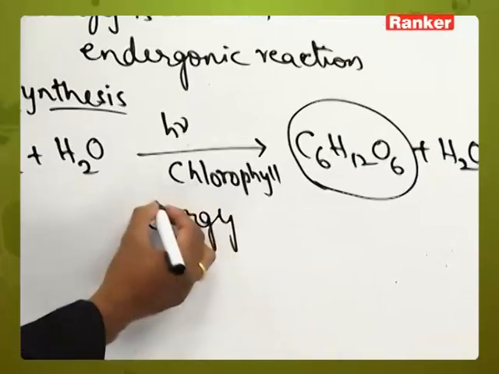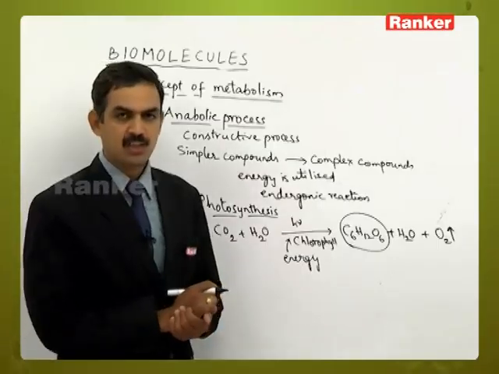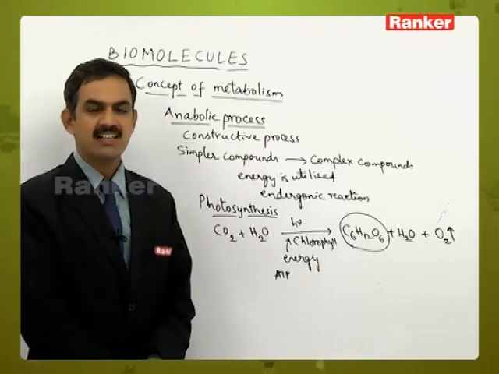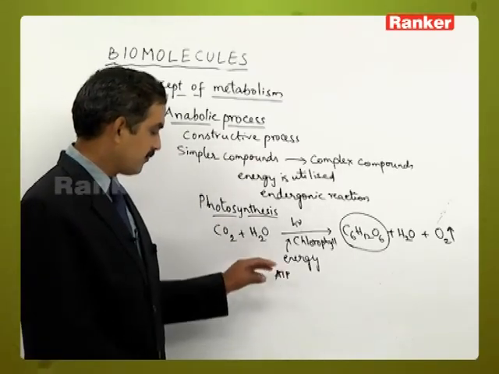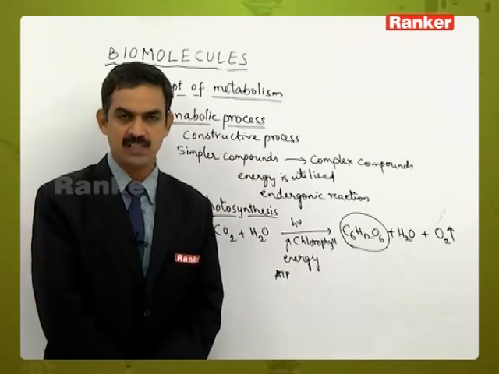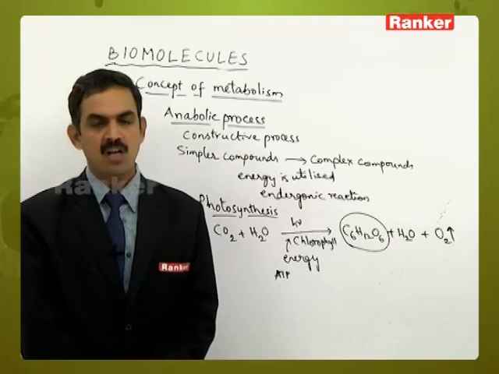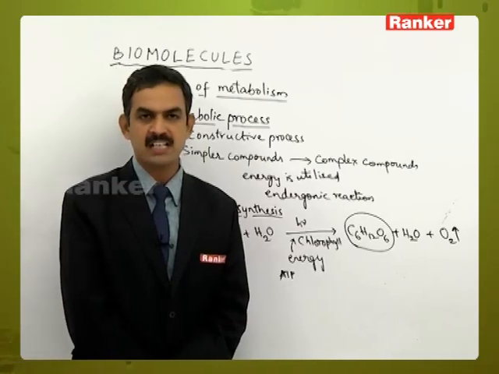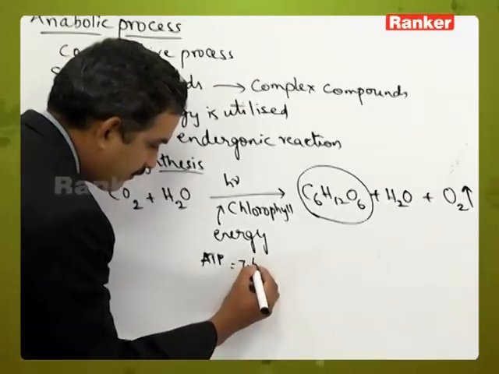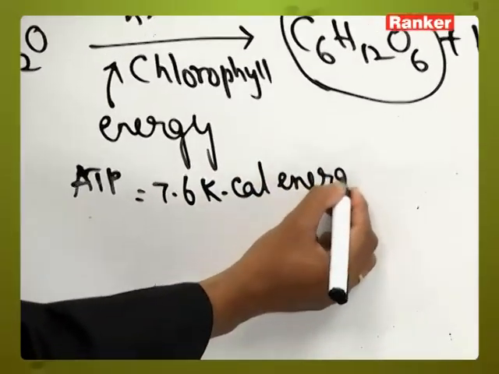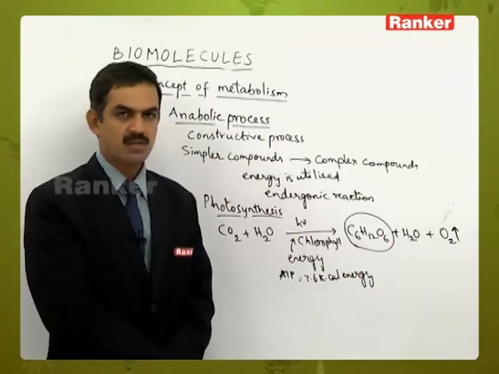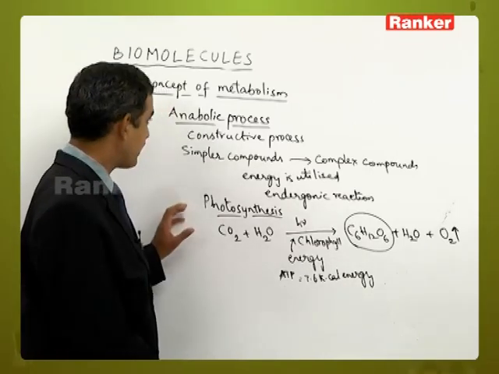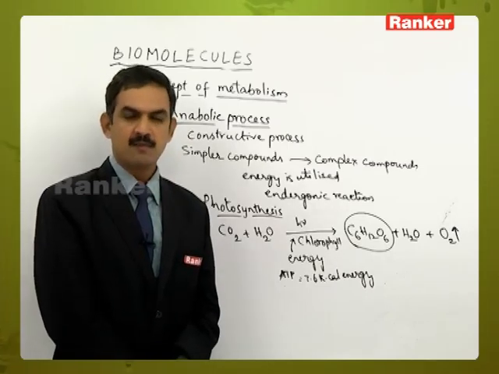In which form do they need the energy? We know that energy is produced inside the chloroplast in the chemical energy form called adenosine triphosphate, during the light reaction. That is the energy stored in the bonds of adenosine triphosphate. The high energy bond is present between the last phosphate and the adenosine diphosphate molecule, which will yield approximately 7.6 kilocalories of energy. Likewise, many ATPs are utilized for the conversion of carbon dioxide and water into glucose. So this is one of the best examples of the anabolic or constructive process where energy is utilized.